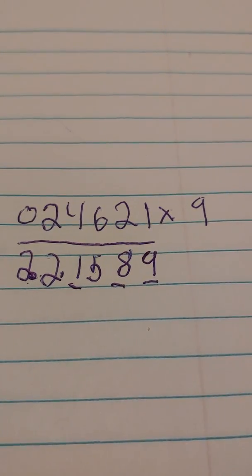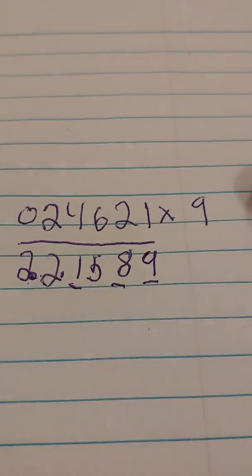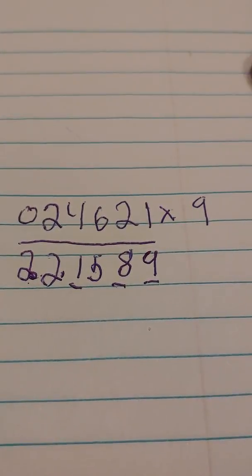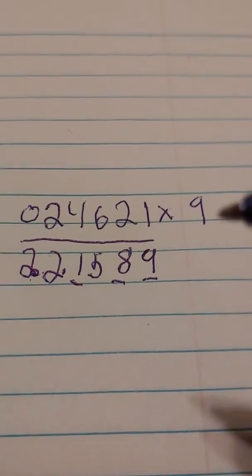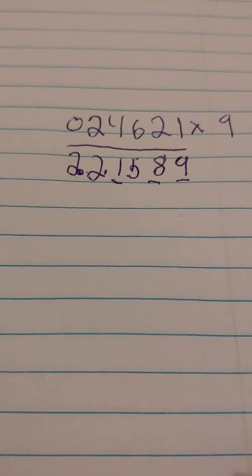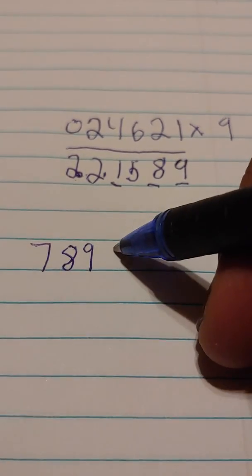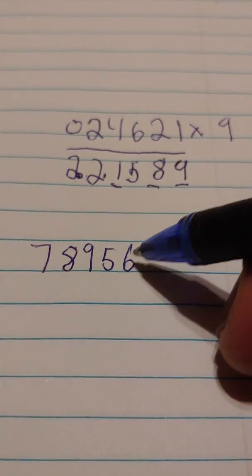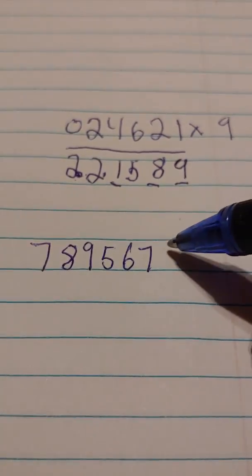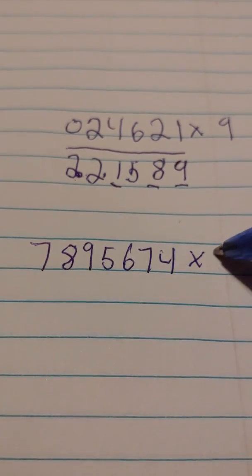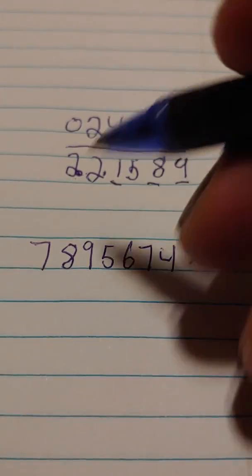And very quick. Again, you can challenge your friends to do this. They will not be able to do this as quickly because they won't understand the concept of 9. And we'll do just one more so you can say that you've practiced enough. We'll use a larger number this time: 7, 8, 9, 5, 6, 7, and 4 times 9. Okay, here we go.